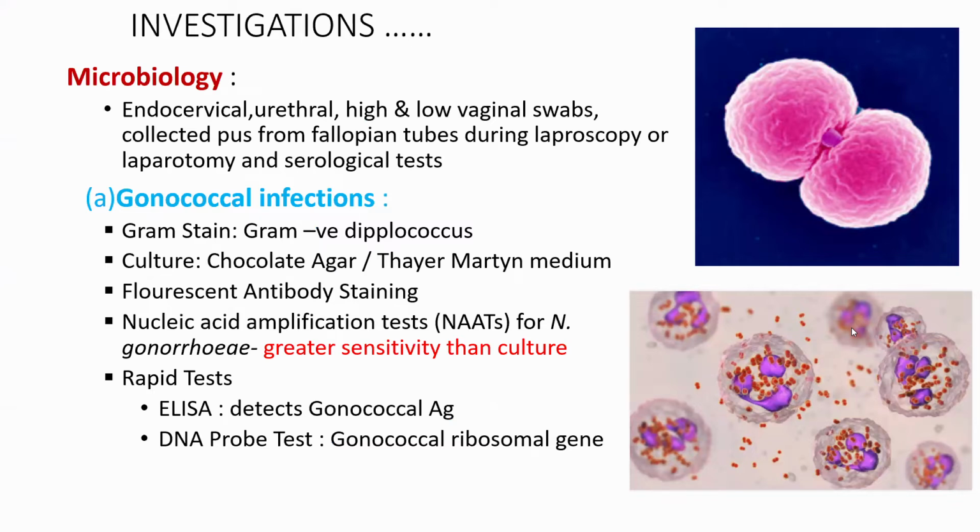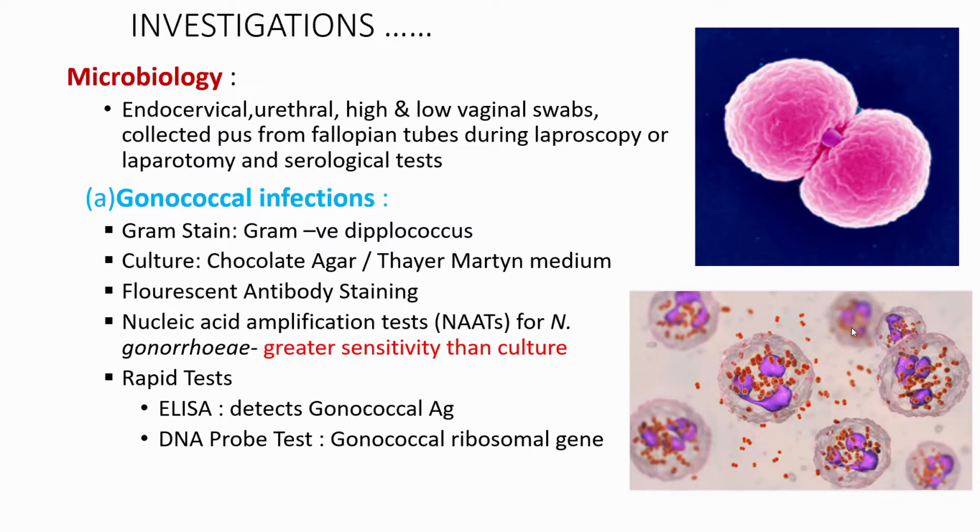If we isolate gonococcal infection, on gram stain they are gram-negative diplococci. So remember these are gram-negative diplococci. We can culture them on chocolate agar or Thayer-Martin agar. Other tests include fluorescent antibody staining and nucleic acid amplification tests, which are like PCR, polymerase chain reaction. These are very sensitive. Rapid tests include ELISA and DNA probe. This is regarding the gonococcal infection.